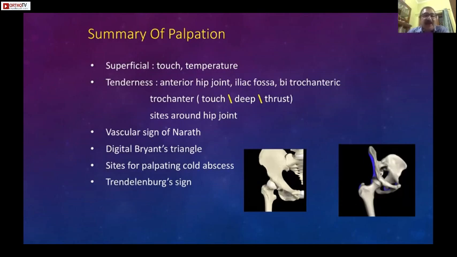tenderness. At the same time, either this test can be done at the last, or at this juncture also you can compare the two femoral pulses and see whether the hip joint you are examining has weak pulses compared to the other hip joint. If the hip joint you are examining has either weak or absent femoral pulses, then Vascular sign on the last is positive. Then I've told you about the digital Bryant triangle, or basically trying to palpate with the help of three fingers and trying to find out whether the trochanter has gone up or not. Then I've told you about the sites of palpating cold abscess, and of course, Trendelenburg sign we have done earlier.